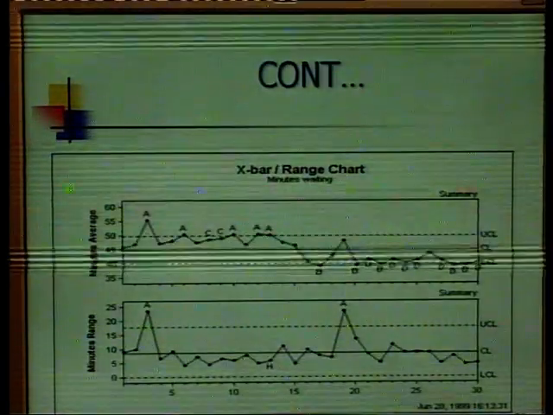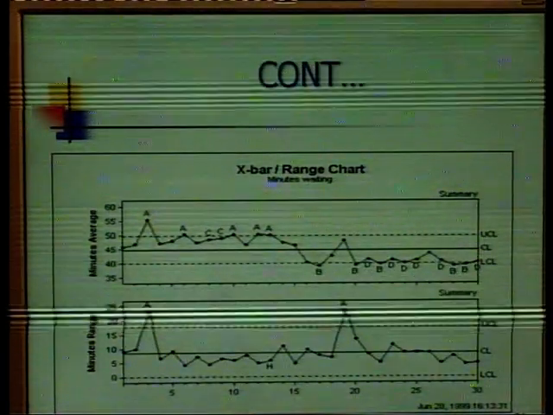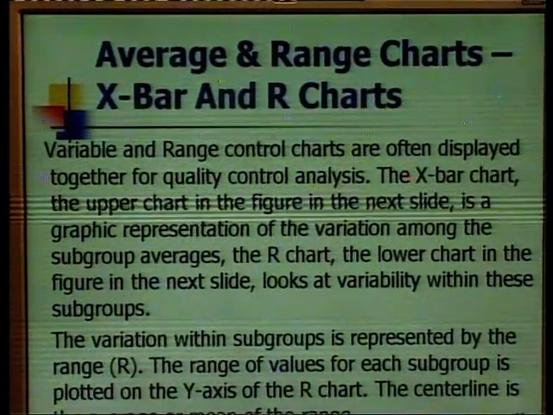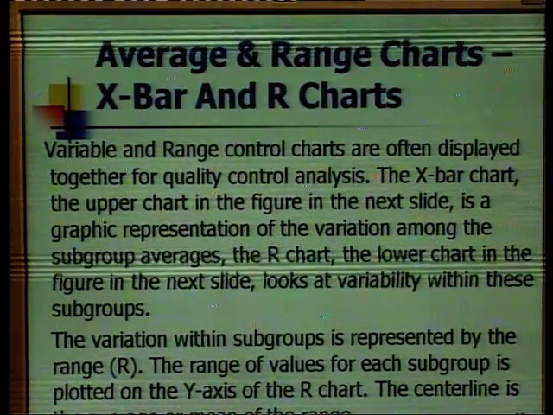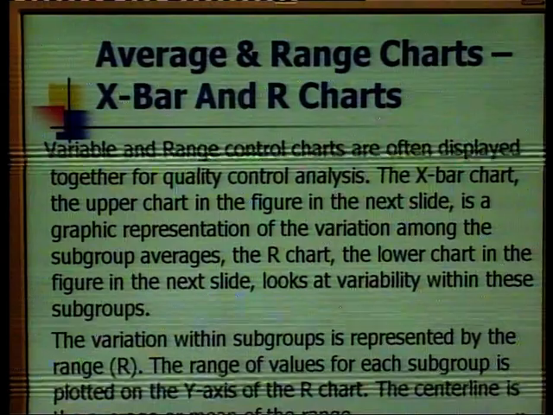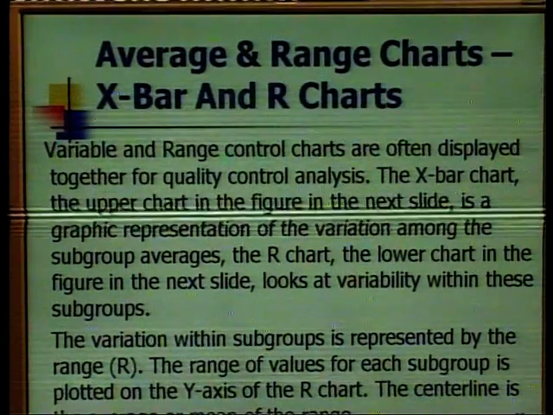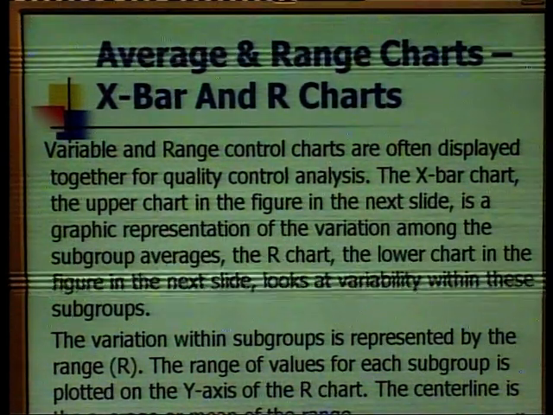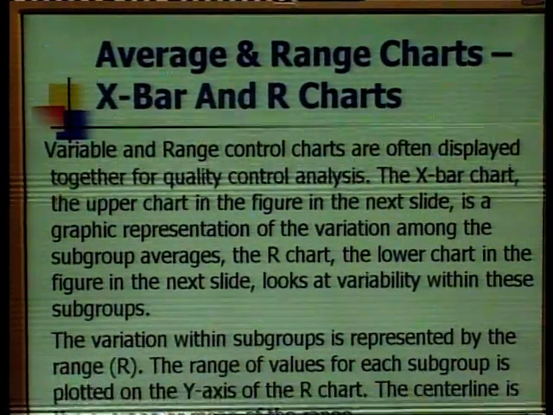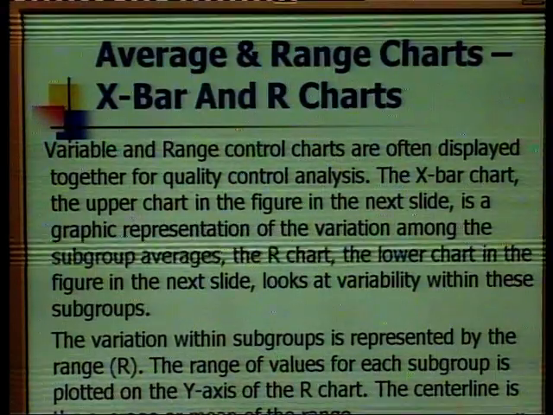this is the X bar chart, the upper one, is a graphic representation of the variation among the subgroup averages. It tells us about the variation between the subgroup averages, and the R chart, which is the lower chart in the figure in the next slide, looks at variability within these subgroups.